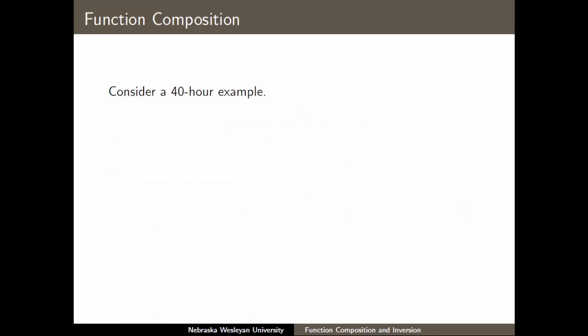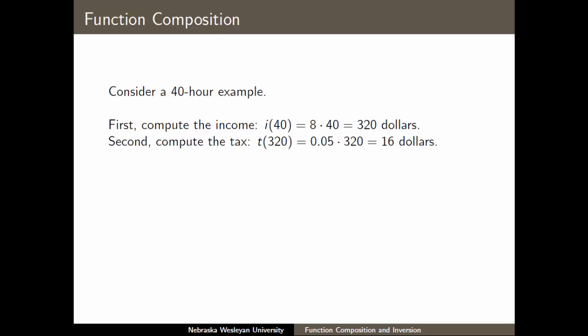Imagine I've worked 40 hours. I could determine how much money I made in 40 hours by using the income function. I make $8 an hour, and I've worked 40 hours, so 8 times 40 is $320. And now that I know how much money I made in that time, I can compute the tax with the tax function. I've made $320, and I paid 5% of that as tax, and so I have a $16 tax. So leaving out the intermediate step of computing the income, I might just say that the tax on 40 hours of work is $16. But there ought to be a single function that computes this.